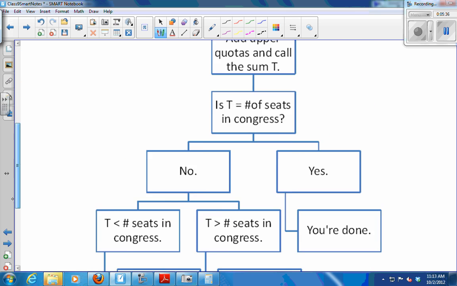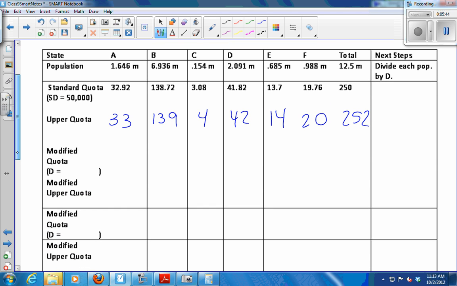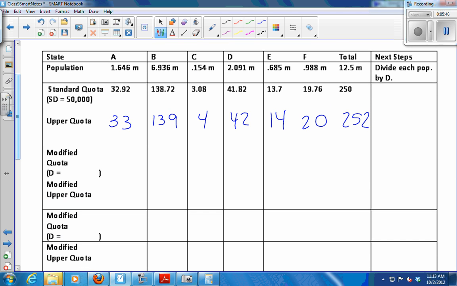Go to the flow chart. If T is too big, make D bigger. So for next steps, make D bigger. So I left a little blank here for what D you're going to use now. So we could try 50,500. That's a good guess because with Jefferson's method, remember when we were rounding down, it ended up working at 49,500. So try going the other direction.